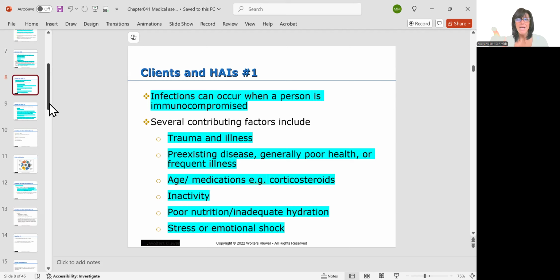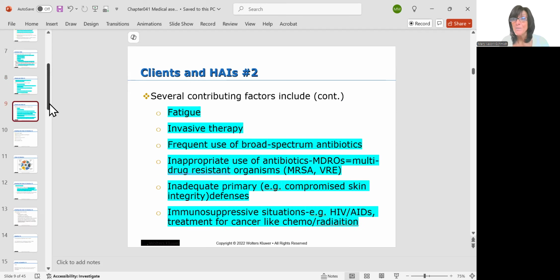Inactivity. Harvard Medical School says that sitting is the new smoking. Inactivity is not good for your health. Poor nutrition, inadequate hydration, and stress. Yes, you heard me. Stress. If you're stressed out, your immune response will be suppressed. Other factors: fatigue, not getting enough sleep, invasive types of therapies where we're going into the body. We're always opening you up to risk of infection.